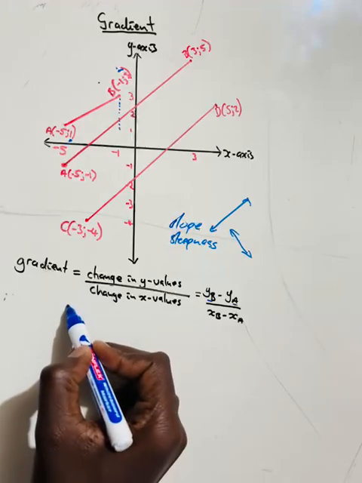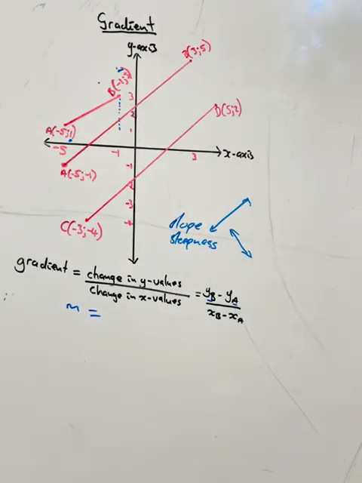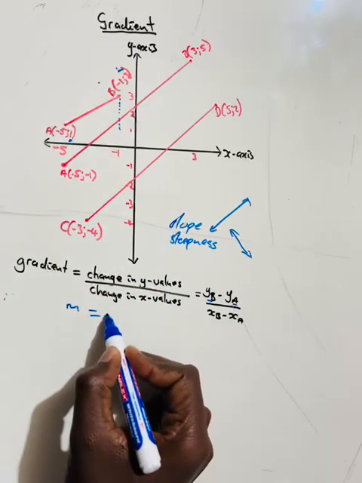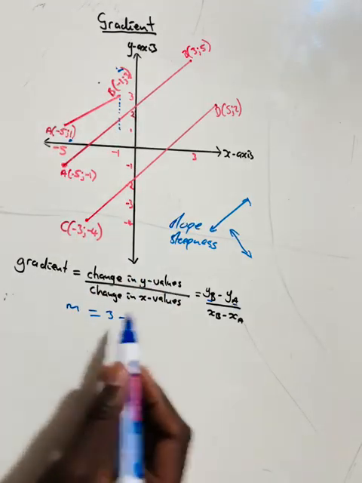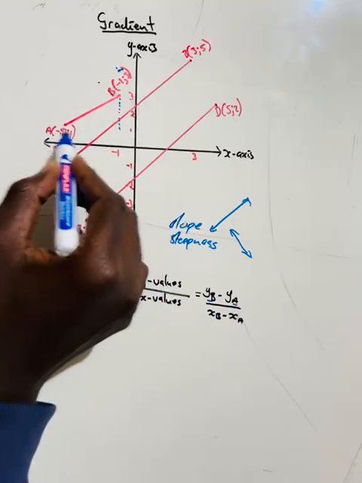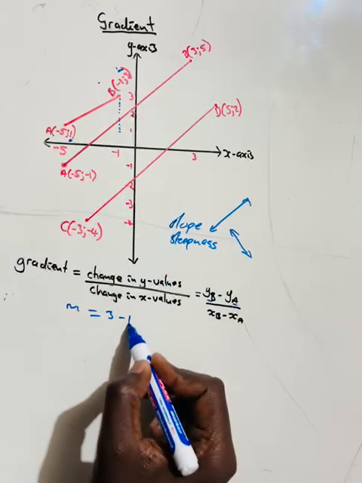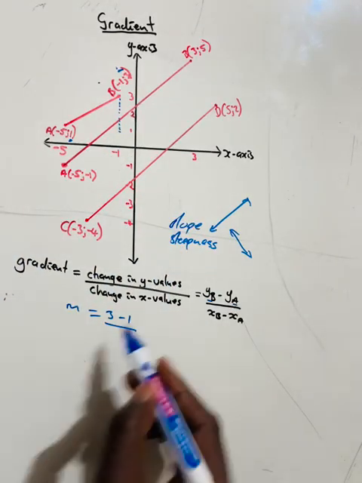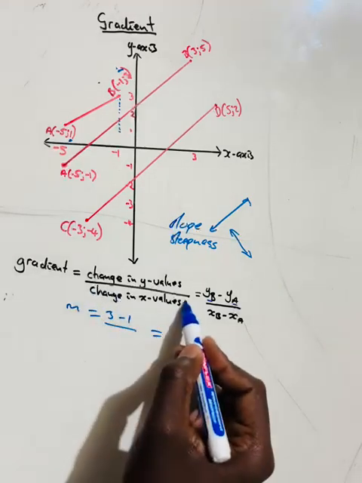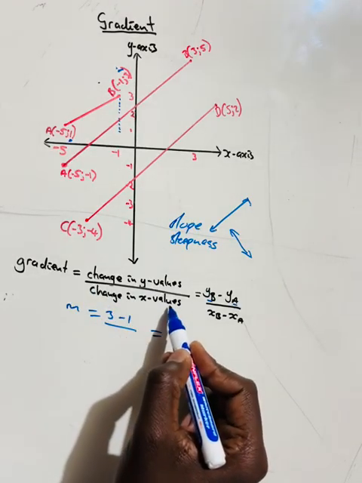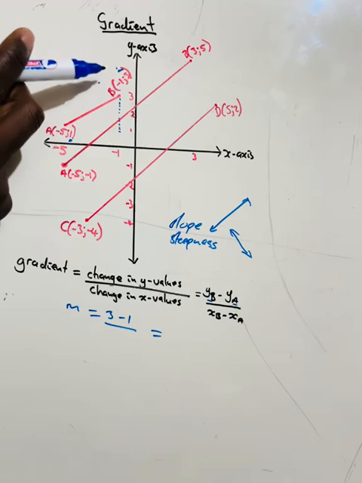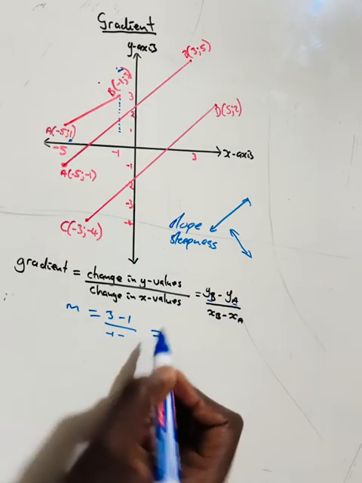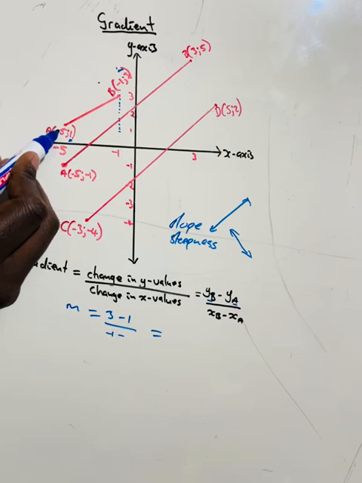So m represents gradient, right? And then now we're saying at point B, my y was 3, minus comes with the formula. And then at point A, my y is 1. So 3 minus 1 all over. Then what else do we look at? We now look at our denominator, which says change in x values. So our x at point B is -1. So we say -1 minus, we've got -5, right?